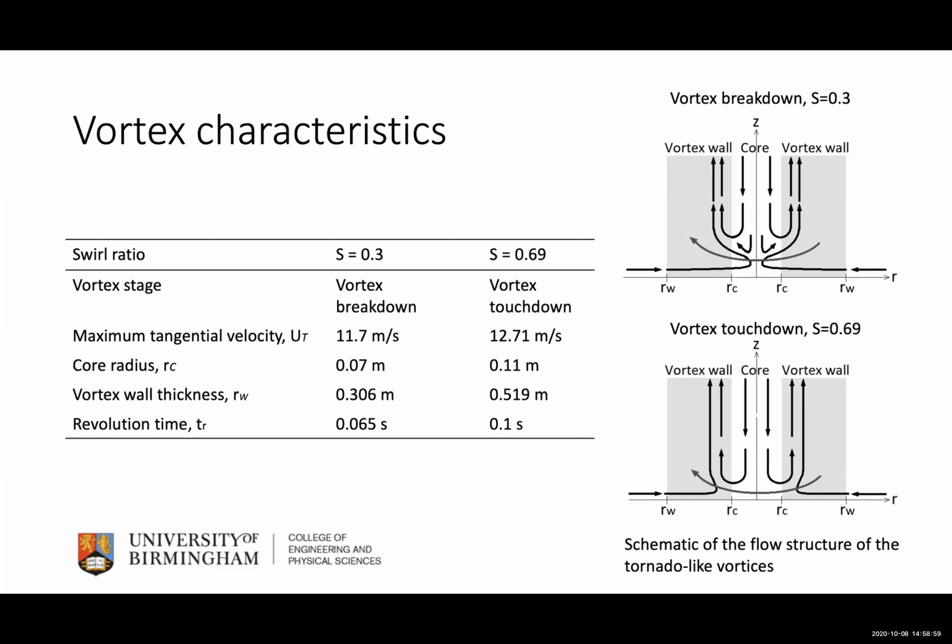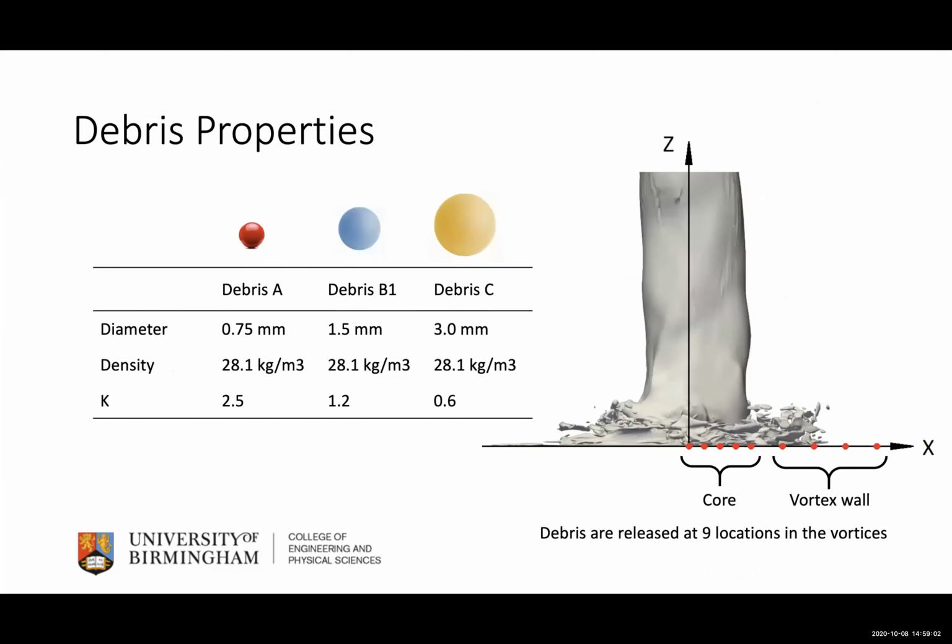A lot of people have done that before, but what we were really interested in is what happens when we put debris within the actual flow. So we picked 3 different sizes of debris, same density. Essentially we went from a light one, debris A, to a heavy one, debris C. As we all know, the Tachikawa number is one of the important aerodynamic parameters, which is the ratio of the aerodynamic forces to the weight. So with 3 different Tachikawa numbers, we released 450 particles at each point, from the center of the tornadic flow field to the core, and then further out as you move towards the vortex wall.